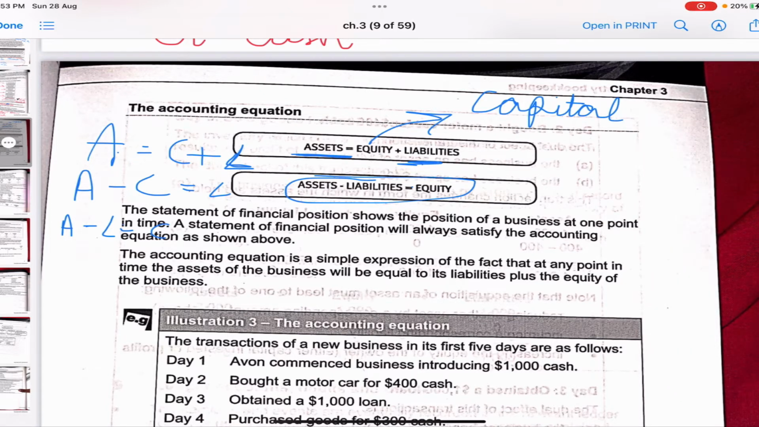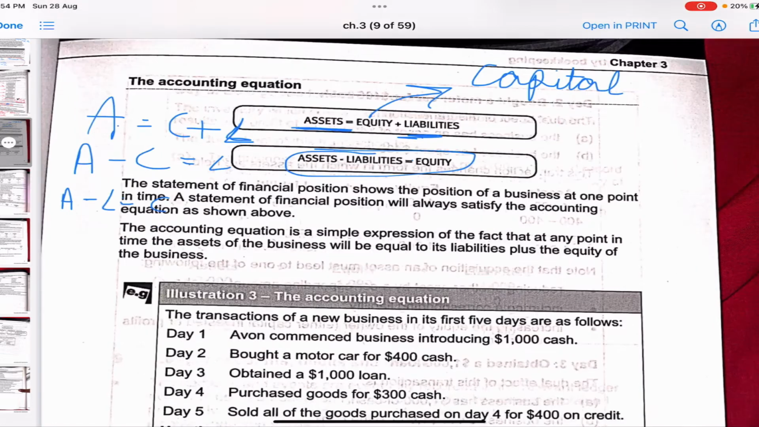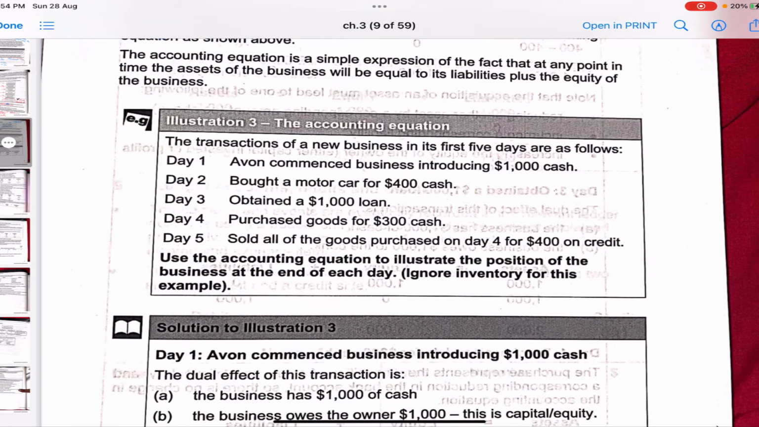The statement of financial position. So you know what the statement of financial position is? The statement of financial position is the balance sheet. It shows the position of a business at one point in time. A statement of financial position will always satisfy the accounting equation as shown above. The accounting equation is a simple expression of the fact that at any point in time, the assets of a business will be equal to its liabilities plus the equity of the business. Right? Got it? So now let's see the illustration.